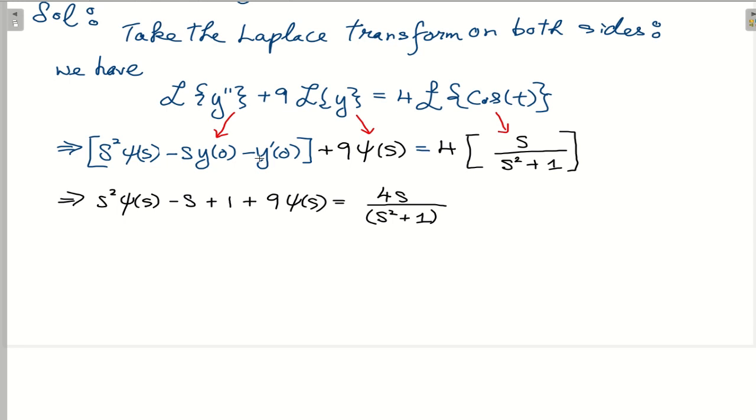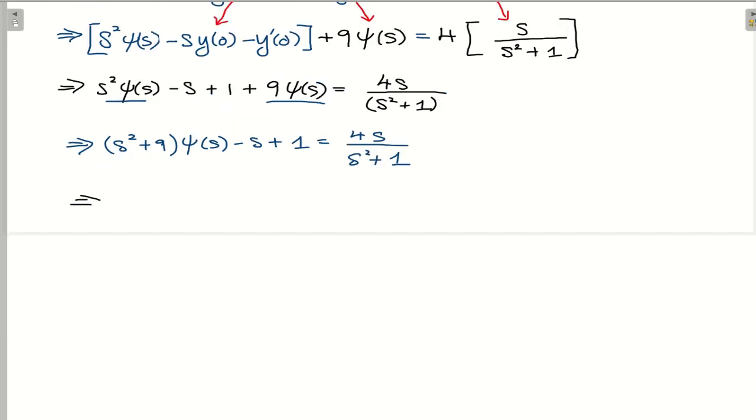And then we substitute the initial condition. y(0) is 1, so it's minus s. And then y dash (0) is minus 1, so minus of minus 1 is plus 1, equal to 9 times the function of s, equal to 4s over s squared plus 1. We simplify the equation into s squared plus 9, putting similar terms together, and minus s plus 1 equal to 4s over s squared plus 1. And we take the minus s and plus 1 to the other side, we got plus s and minus 1.